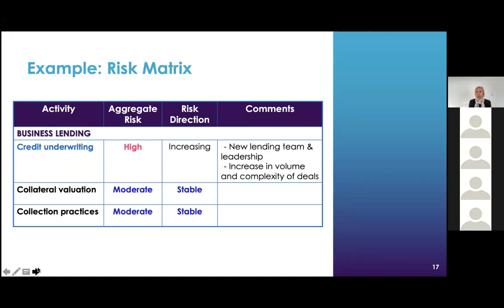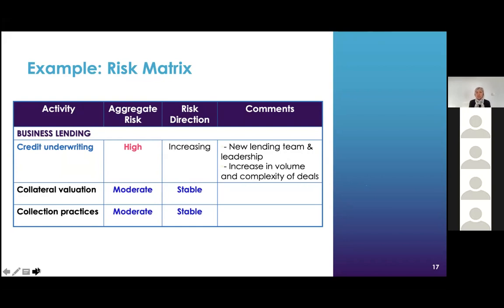So let me give you some examples. This is actually something I cut and pasted from a matrix. So this is a financial institution that had business lending. It also had consumer lending, and they broke out their activities. And you will see there'll be lending, but there'll also be some areas, activities, operations, also accounting. You'll see how the matrix is set up, but I'm going to focus on the lending right now.